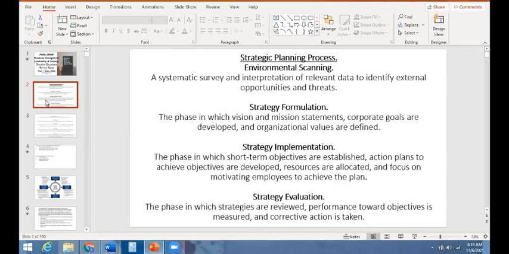I want to say this real quick. Strengths and weaknesses have to do with the inside of the organization. Opportunities and threats have to do with the outside of the organization.